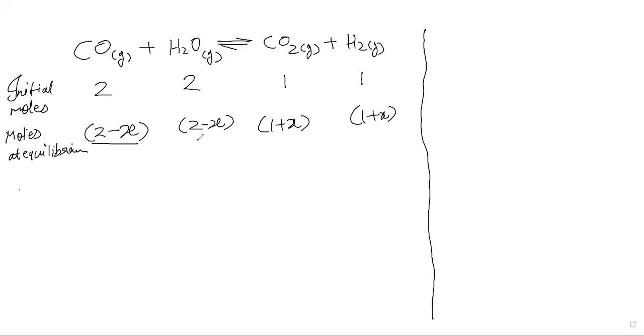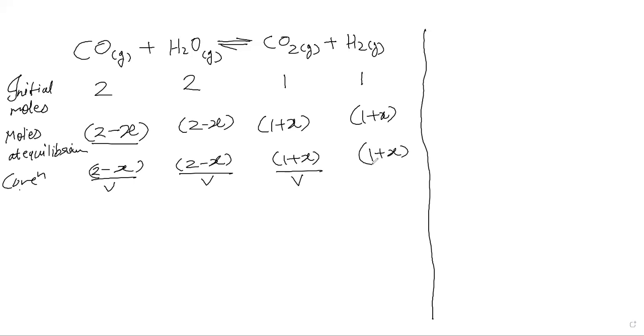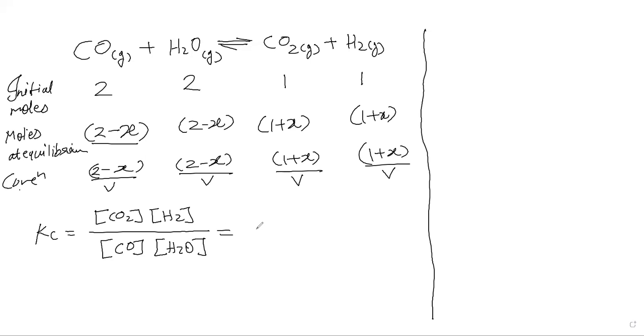Since the moles at equilibrium are 2 minus X, if you want the concentration at equilibrium, that will be 2 minus X divided by V, where V is the volume. And 1 plus X divided by V, 1 plus X divided by V. Since this is the concentration at equilibrium, we can write the Kc value, the equilibrium constant, which is equal to the concentration of products, the concentration of carbon dioxide into the concentration of hydrogen, divided by the concentration of carbon monoxide into the concentration of water. So put these values here.